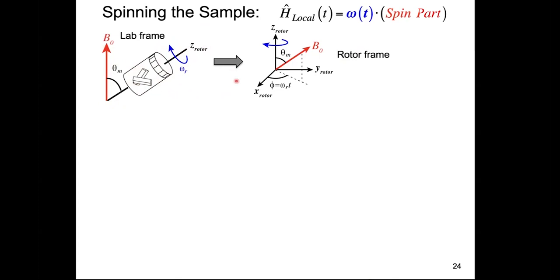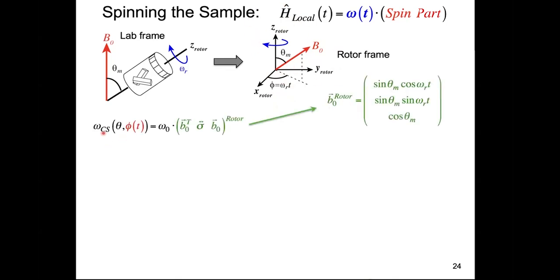And so the natural frame that we would want to use is a frame in which the z-axis is the rotor axis. And then in the transverse plane, we define the x and y axis however we like. And so if we transform to that rotor fixed frame, you can see then that the magnetic field B0 has a polar angle of theta m from the z-axis of the rotor frame. And the azimuthal angle of the B0 now depends on time. Phi is now omega R t because you're rotating your sample around the rotor axis Z.